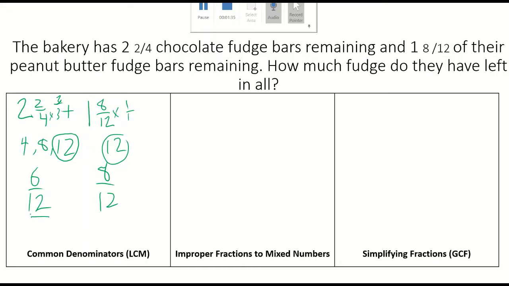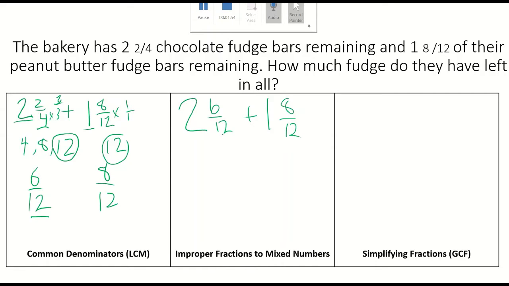Keep in mind that this and this, these are equivalent fractions. So even though the numbers are different, they're still equal parts. That's why we did it. So I'll take my whole numbers back, 2 6/12 plus 1 8/12. Now it's a lot easier to add.